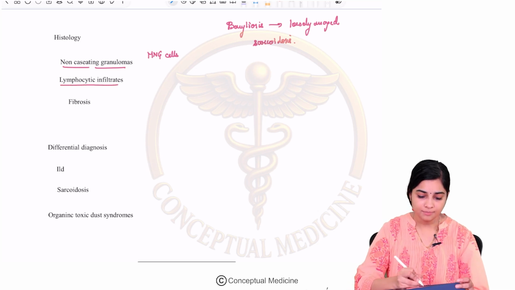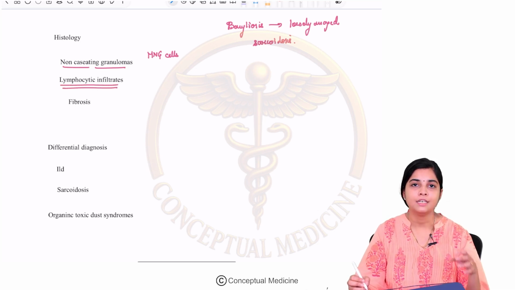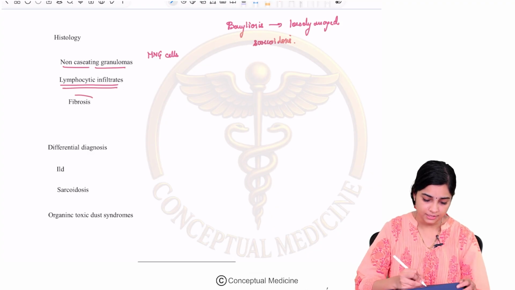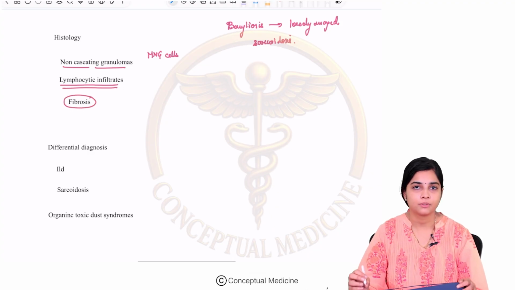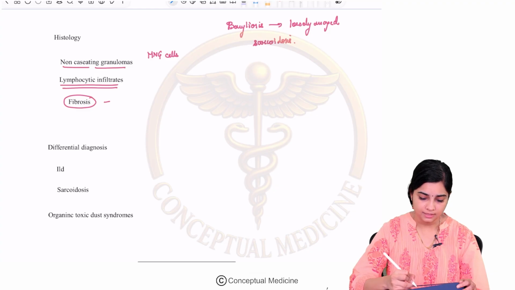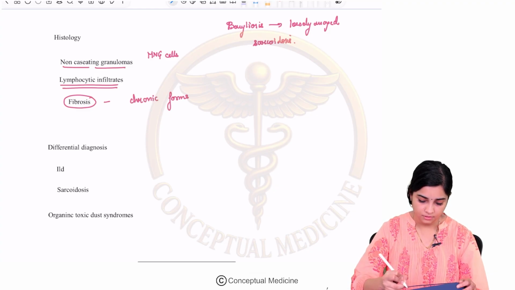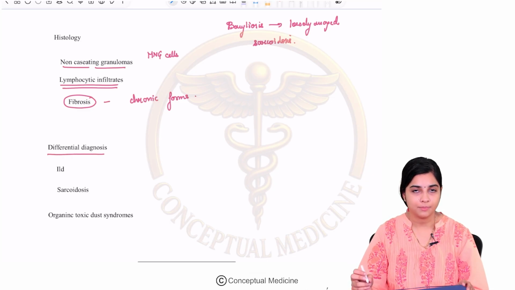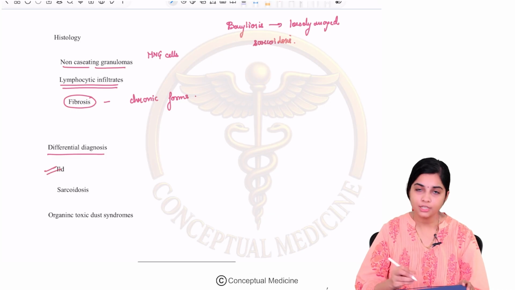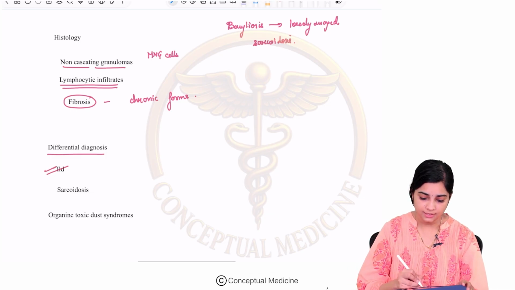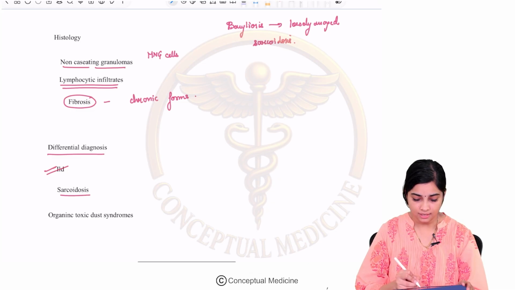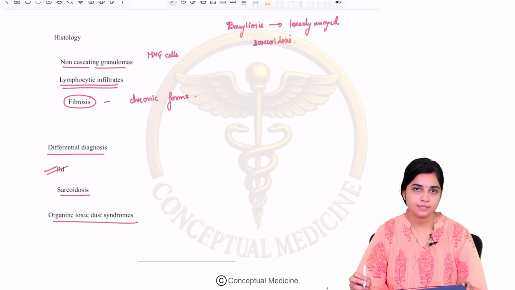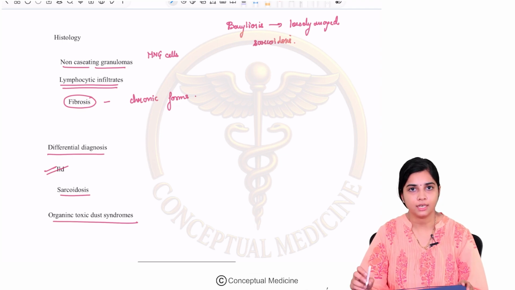Okay, and there are predominant lymphocytic infiltrates. If it is a chronic type of HSP, then you can have evidence of fibrosis as well. This is mainly seen in your chronic forms. Okay, so what are the differential diagnoses of hypersensitivity pneumonitis? Yes, in your chronic forms, it can be similar to your interstitial lung diseases. Then just now we had discussed sarcoidosis, and organic toxic dust syndromes like berylliosis. Okay, so these are the differential diagnoses.